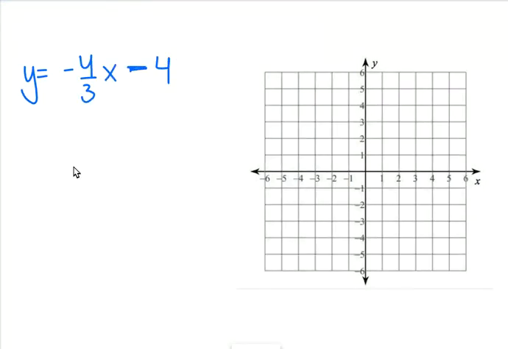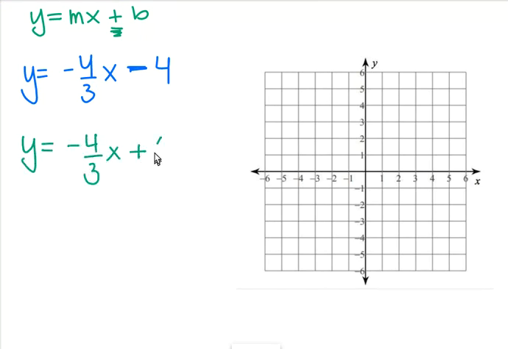Negative 4/3 x minus 4. Now remember, our equation is y equals mx plus b. It's a plus here. So it's going to be a little bit tricky for some people to see the actual y-intercept if we have a subtraction problem. So your first step really should be to add the opposite. I want mx plus b.